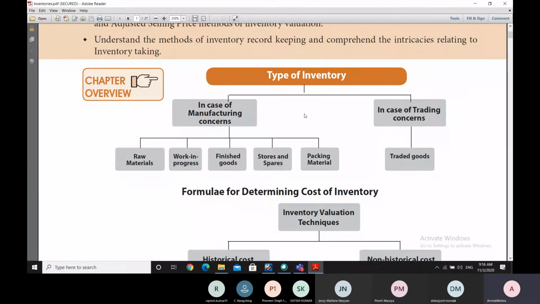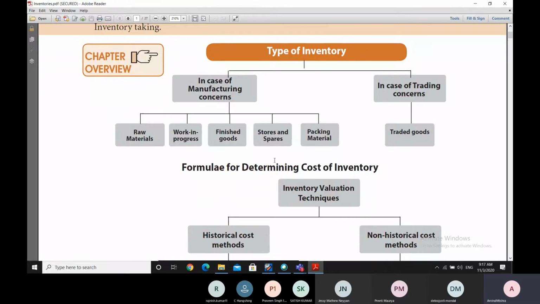Broadly speaking, the inventory is kept by two types of concerns: the trading concerns and the manufacturing concerns. The trading concerns keep the inventory of the traded goods. The manufacturing concerns keep the inventory of things like raw material, work in progress, finished goods. Work in progress means those items on which processing is going on, it's not complete. Also goods, spares, and the packing material, because all these things are in substantial quantity in manufacturing concerns.